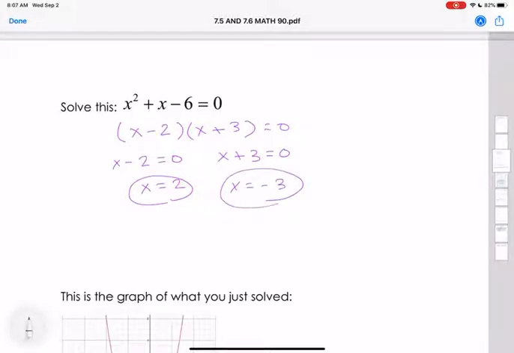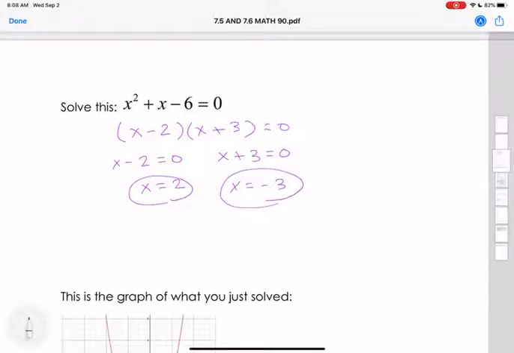So both of those, if you plugged them back into your original problem, you would get that it equals 0. So 2 squared plus 2 minus 6 is 0, and the quantity negative 3 squared plus that negative 3 minus 6 would also equal 0. So in general, we've just been solving these things, but we haven't really been talking about the big picture. What is it that we're really talking about?